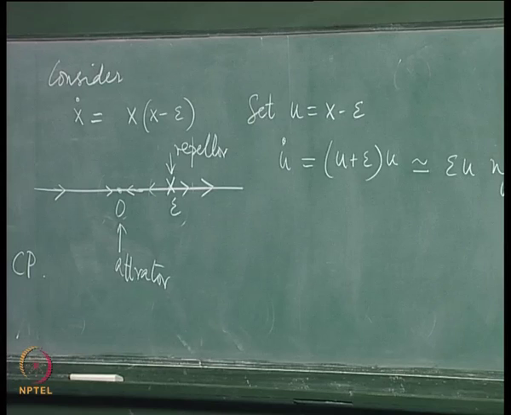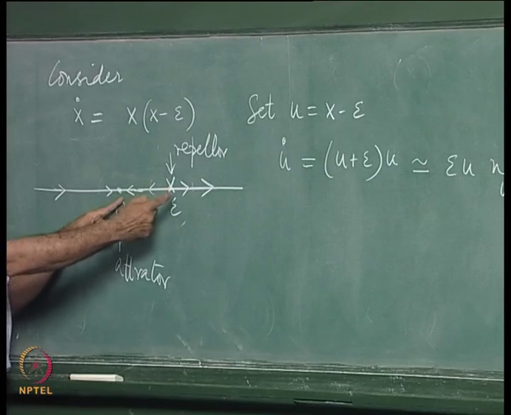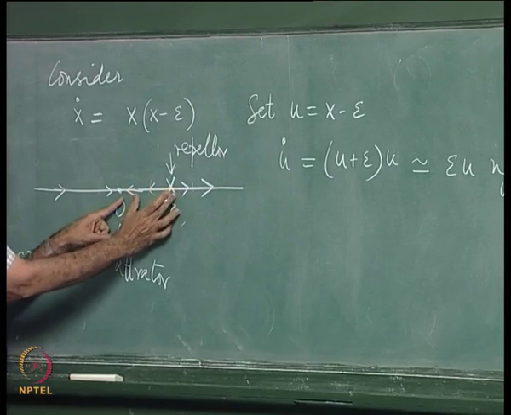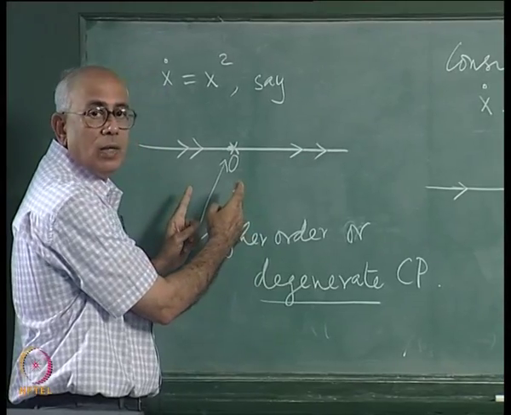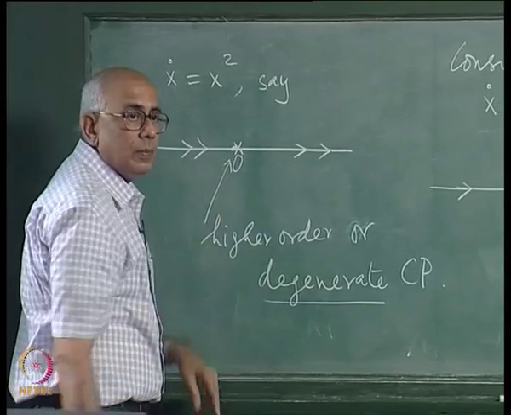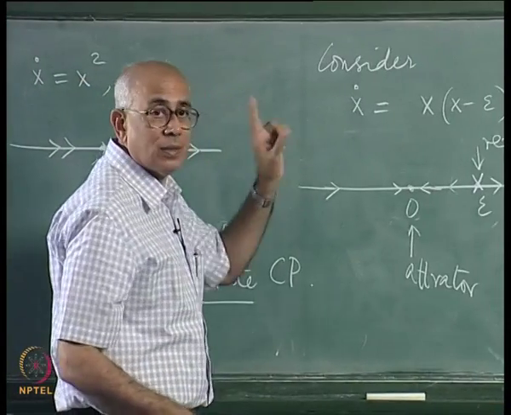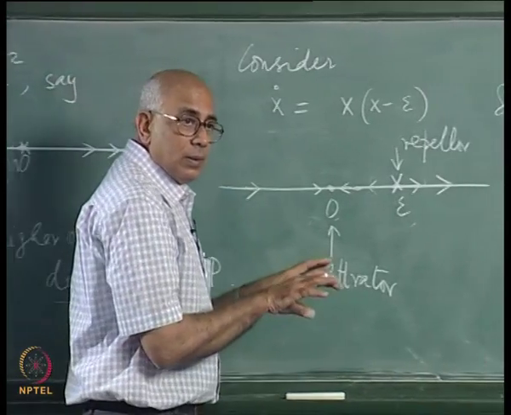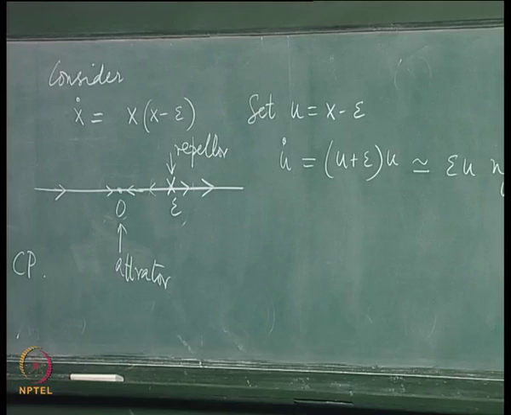Now what happened when you ended up with epsilon equal to 0 was that this point and this point coalesced. So this region became narrower and narrower and disappeared, and you ended up with this flow with the higher order critical point here. This procedure by which I took a degenerate critical point and found its genesis by the coalescence of two separate simple critical points is called unfolding the singularity.